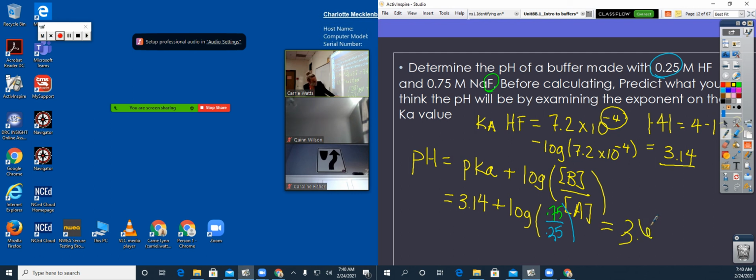I'm not sure about this subtracting one. I have to look that up. I'm not sure if you just take the absolute value of the exponent or subtract one. 3.61 is your answer for pH. Okay, so that's how you do that. I'll give you a minute to write it down. Take a break for a second just to absorb what we just did, and then we'll move on.